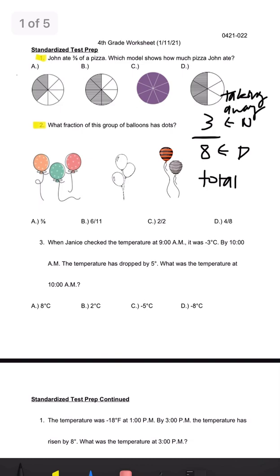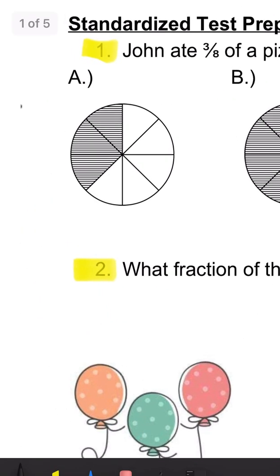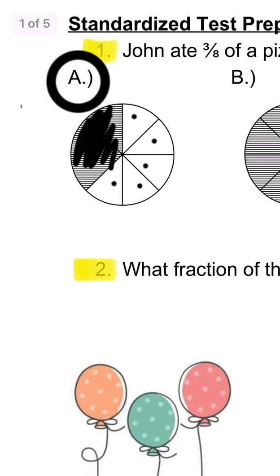Okay, so number 1, John ate 3/8, so we'll be looking for a circle with 8 separate pieces, and then we'll look for where there's 3 shaded in. So number 1, we have 1, 2, 3, 4, 5, 6, 7, 8, and 3 pieces shaded in. So we know that A is our answer.